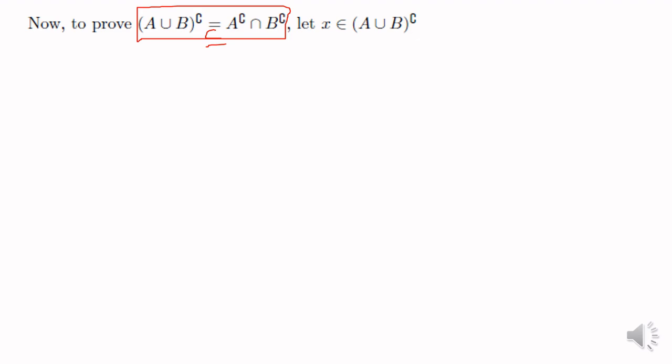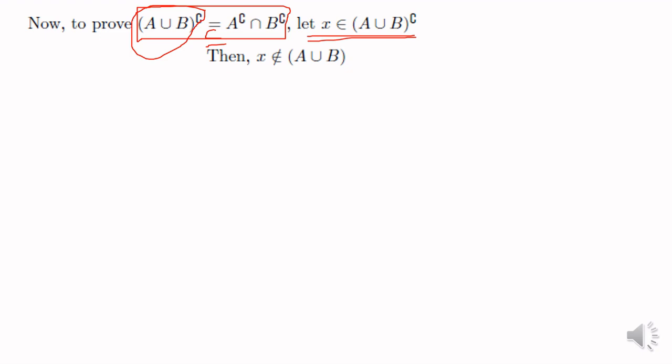So to prove the first part, A union B the whole complement is a subset of A complement intersection B complement, we take an element in A union B the whole complement. So let X be an element of A union B the whole complement. So X element of A union B the whole complement implies that X is not an element of A union B by the definition of complement. So X is not an element of A union B.